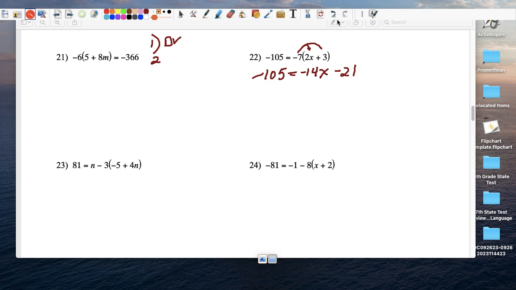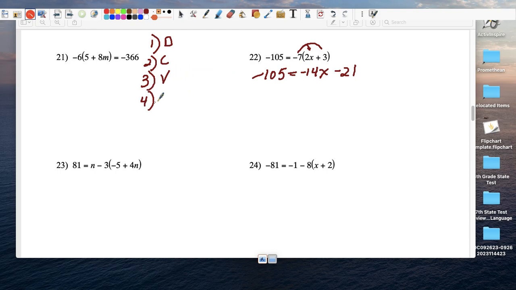2. Is there combining like terms? And I'll put a letter C here. Nothing combines here on the right side. I can't combine 14x and 21. So, 3. Check if there's variables on both sides. Is there a variable on the left side? No. Is there a variable on the right side? Yes. Well, in that case, we don't have to eliminate one of them.